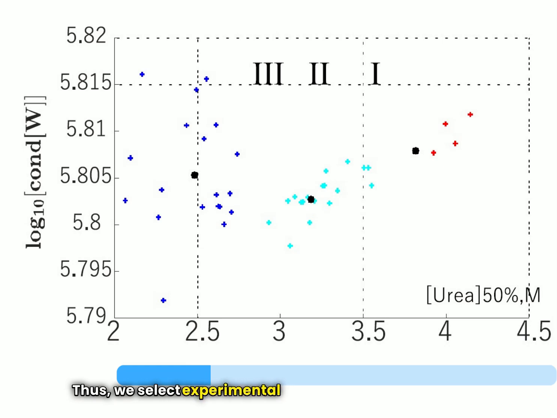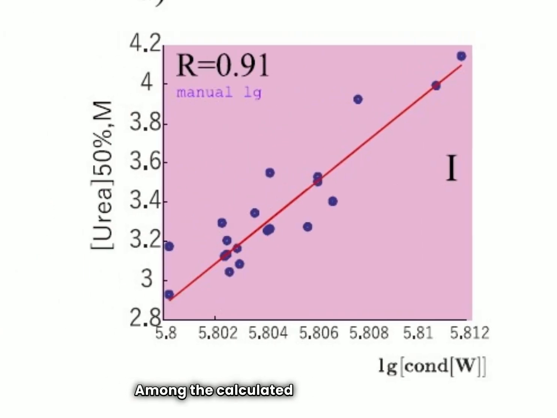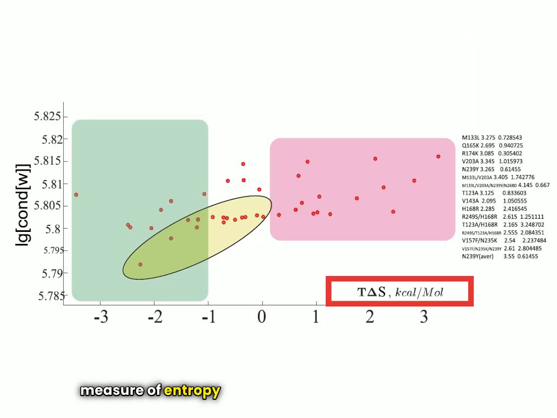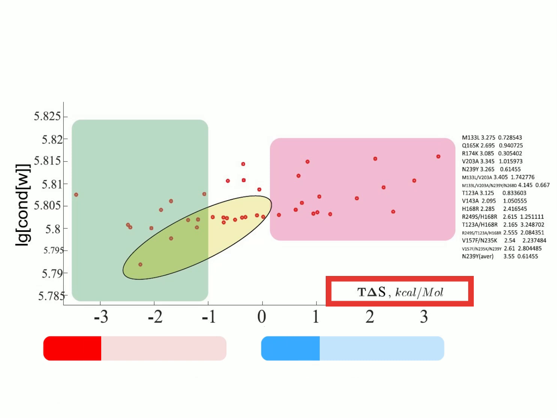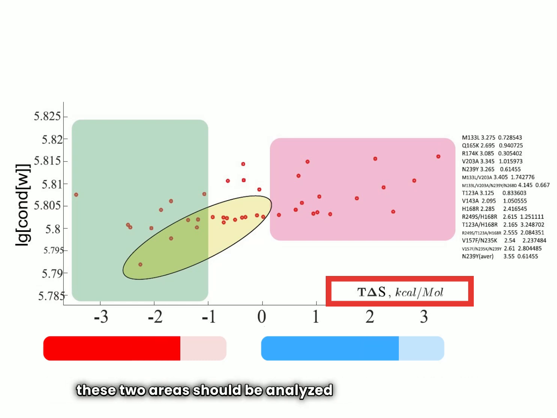Thus, we select experimental data that are in the region of increased concentration values of the denaturant. Among the calculated data, we distinguish two calculated parameters. This is the stability parameter, the so-called conditionality number, on the one hand, and the measure of entropy change, on the other hand. In this case, the measure of entropy change contains two areas, a positive area and a negative area. And since these are diametrically opposed processes, these two areas should be analyzed separately.